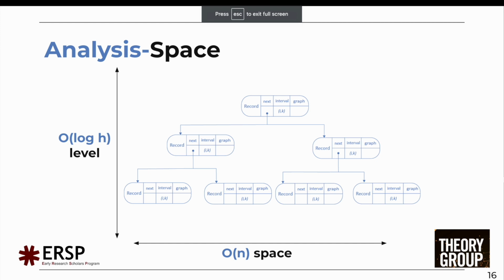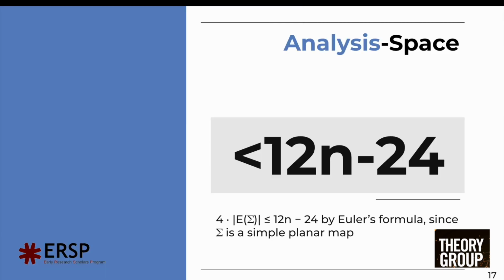This is the representation of how the distance oracle would look like. So, according to Euler's formula, the upper bound of this data structure would be 12n minus 24.